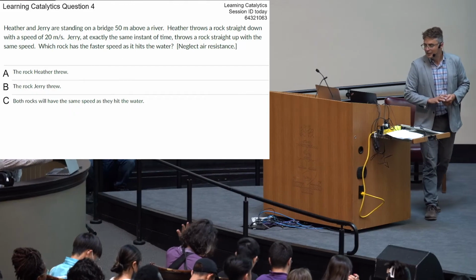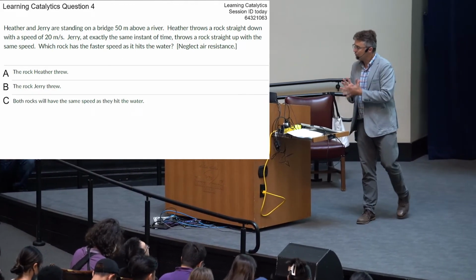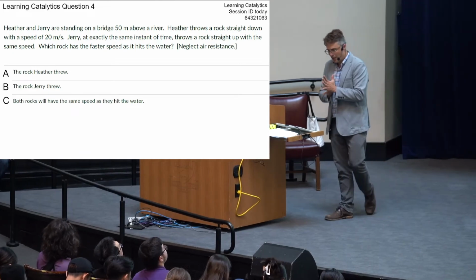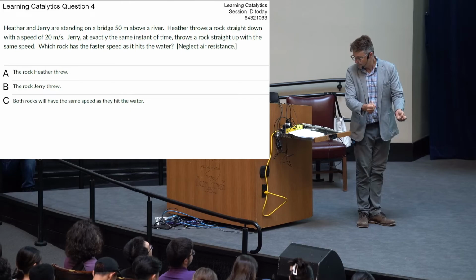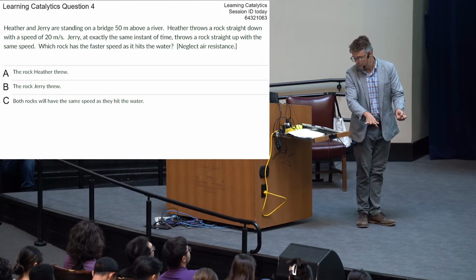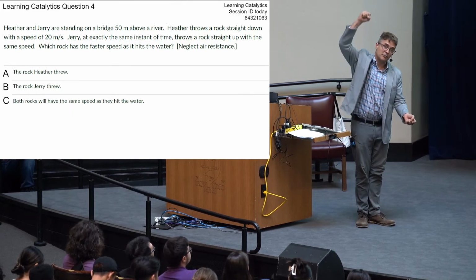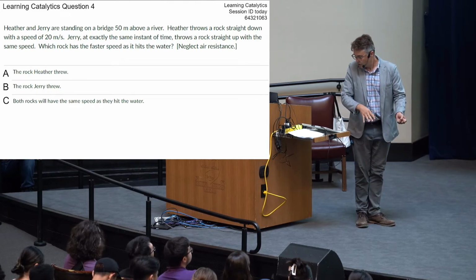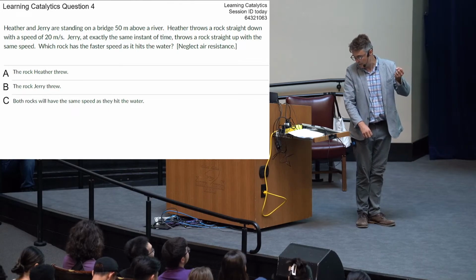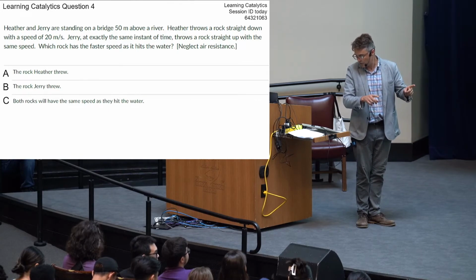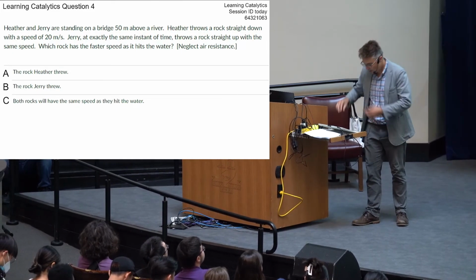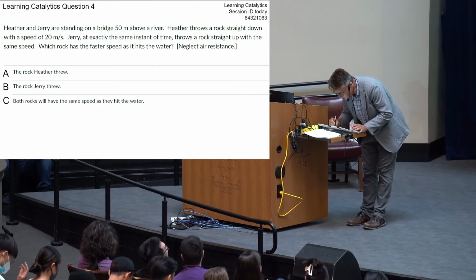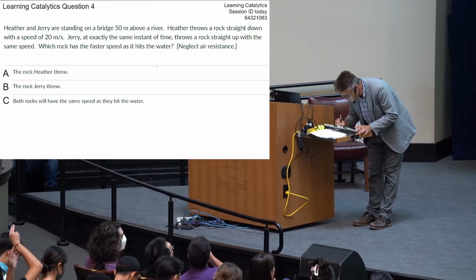You should see it on your phones. It says, Heather and Jerry are standing on a bridge 50 meters above a river. If you can get a picture of it. Heather throws the rock straight down with a speed of 20 meters per second. So it's not releasing from rest, it's throwing it. Jerry, at the exact same instant of time, throws a rock straight up with the same speed. Which rock has the faster speed as it hits the water? Neglect air resistance. I think I'm going to have to draw this, so go ahead and discuss, and I'll try to draw it.